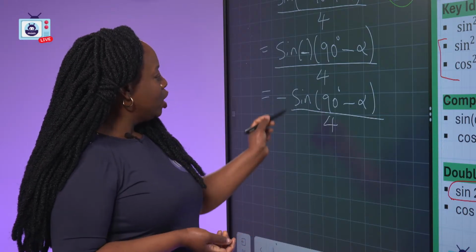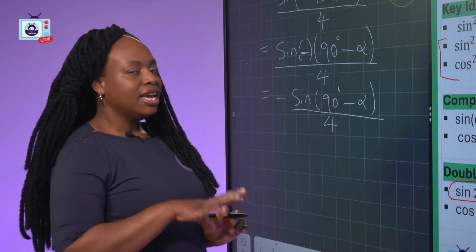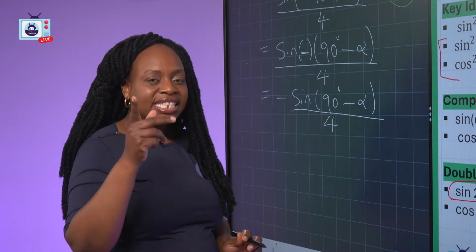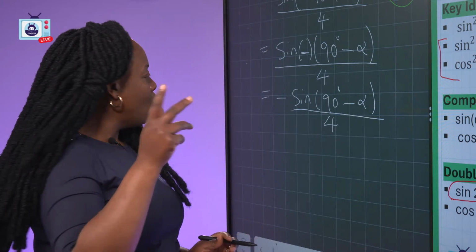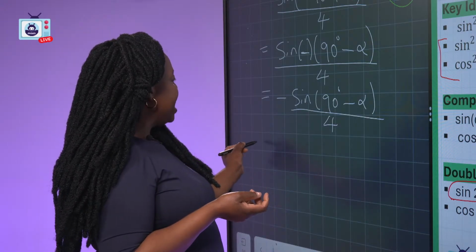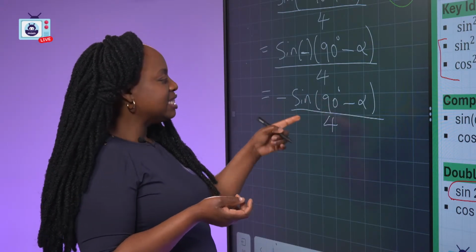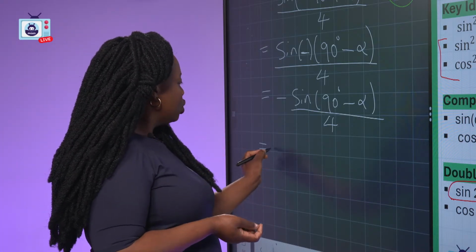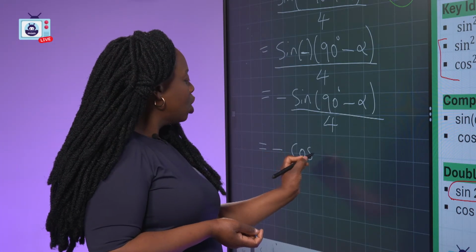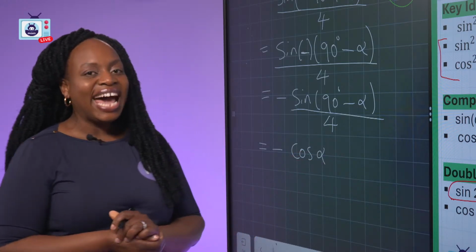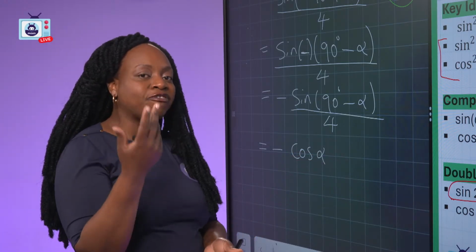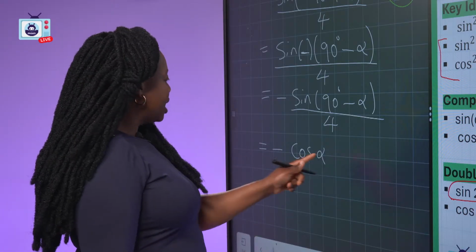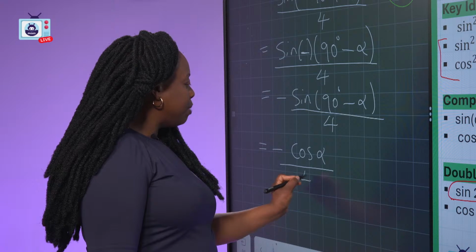But before that, we know when we have sine and we have 90 minus, or 90 plus, then the name will change, right? So when you see sine, then the name changes. That means this name is not going to be sine anymore, but it's going to be cos. So we have a negative cos of alpha. But this is on 90 minus, which is in the first quadrant, and all ratios are positive. So that's what we're going to have, and we divide that by 4.